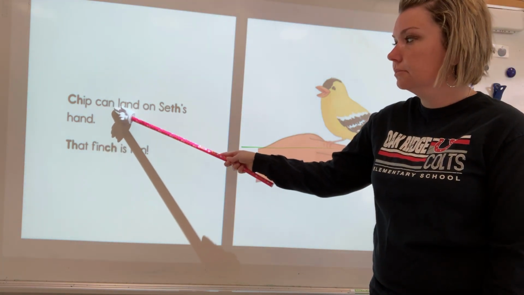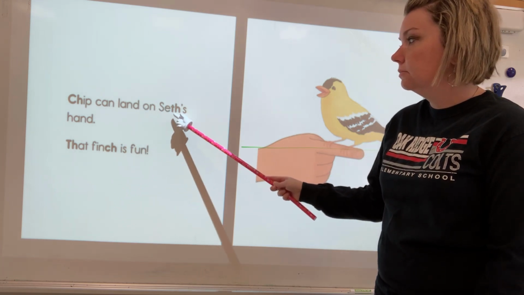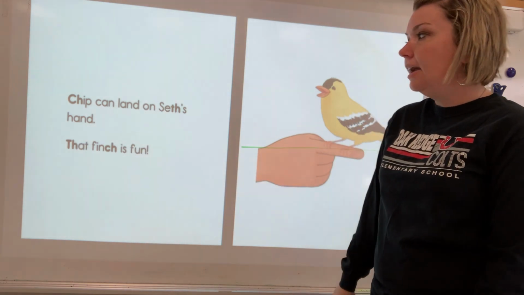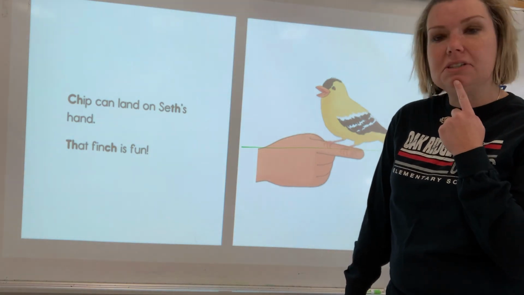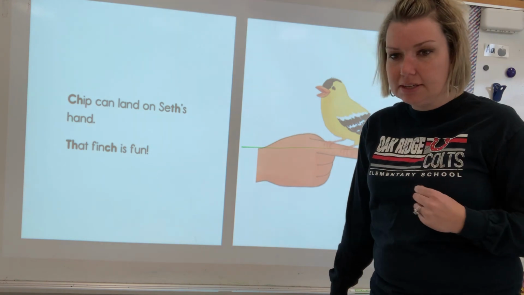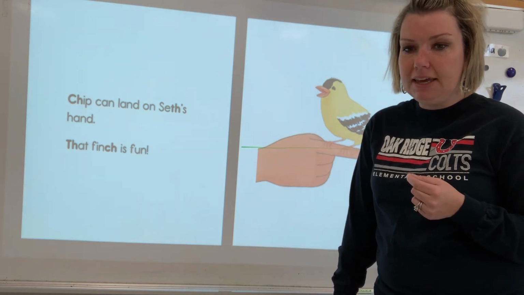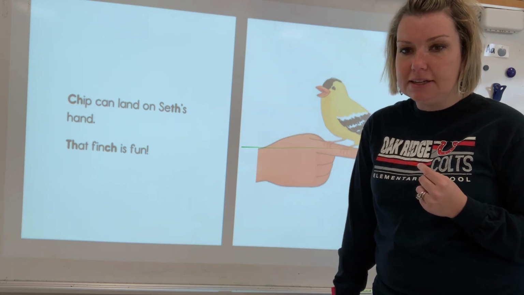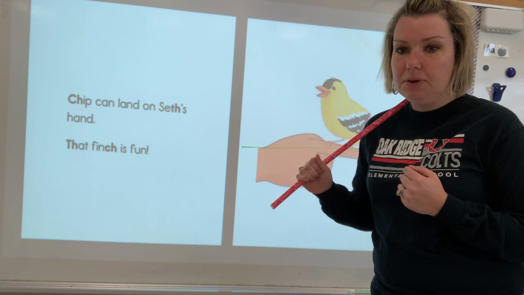Chip can land on Seth's hand. Excellent. Wait a minute. Chip can land on Seth's hand. Do you guys hear something in that sentence? Chip can land on Seth's hand. What do you hear? Raise your hand and tell me what you hear.